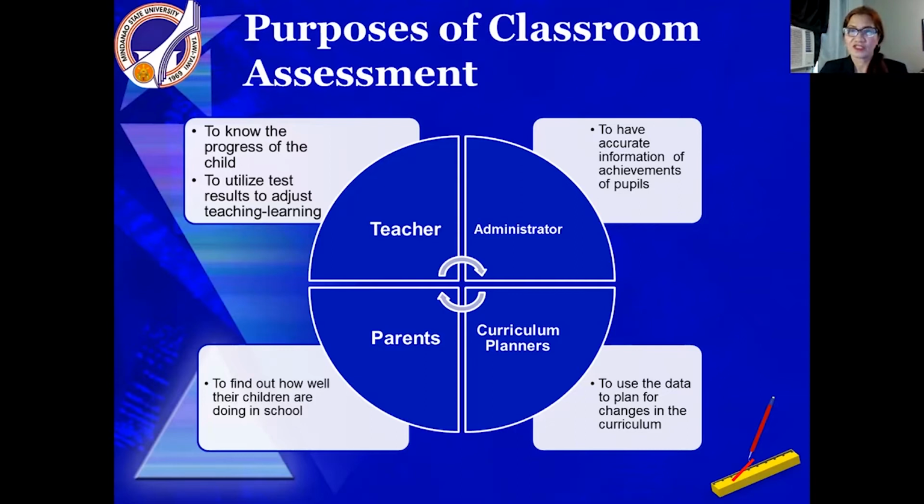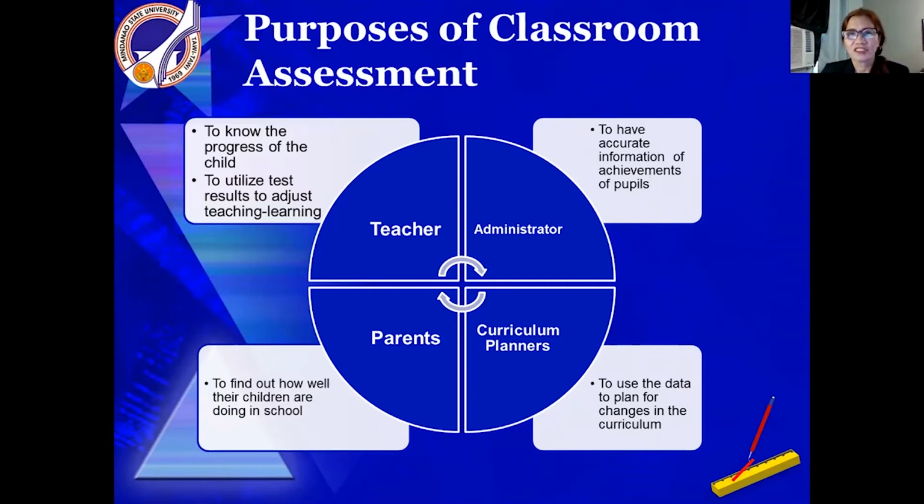That's our purpose. So based on the results of the performance of the students inside the classroom, we make adjustments in our teaching and learning. That's on the part of the teacher. On the part of the administrator, the purpose of classroom assessment is to have accurate information on the achievements of the pupils. As an administrator, like Sir Nico is an administrator, he needs to have information as to what our pupils have achieved, okay?